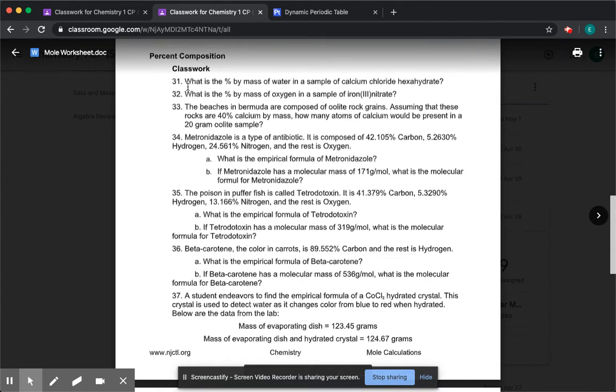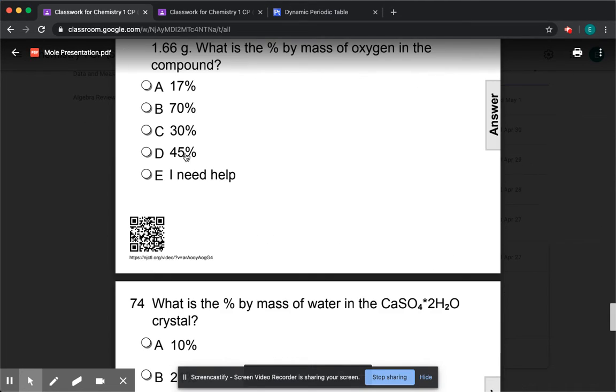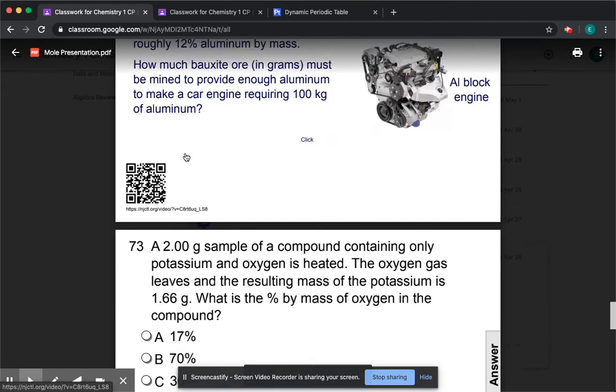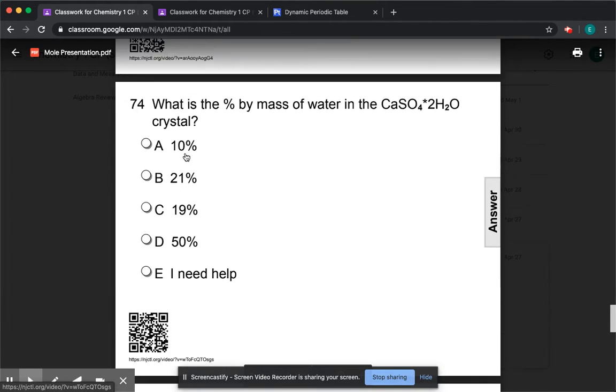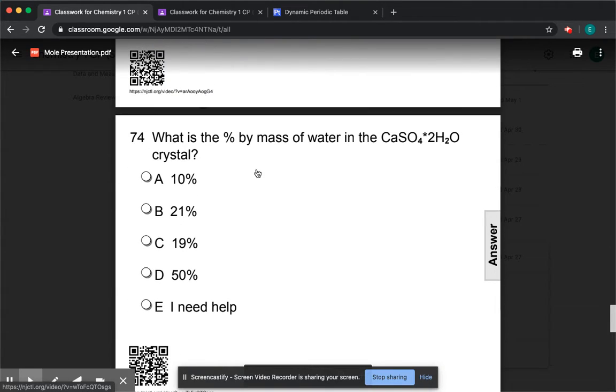So 31 says, what is the percentage by mass of water in a sample of calcium chloride hexahydrate? So what is a hydrate in the first place? Before we move on, I want to explain what a hydrate is because they don't ever talk about it in the slides.